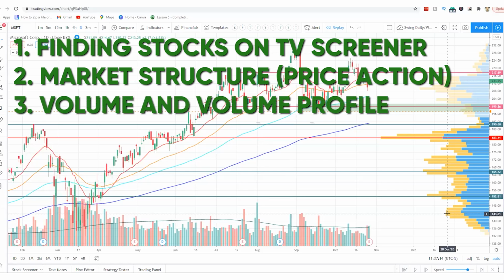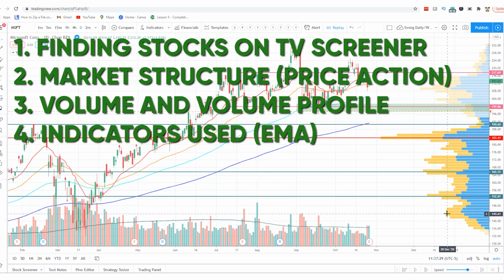Number 3, we're going to be going through volume and volume profile, how they play a role in deciding what we're going to do with these assets. Are we going to swing trade them, or are they good buys, are they good sells, so on and so forth. Number 4, we're going to be using the moving averages. So this is going to be our technical indicator for the day. We're going to be using the exponential moving average.